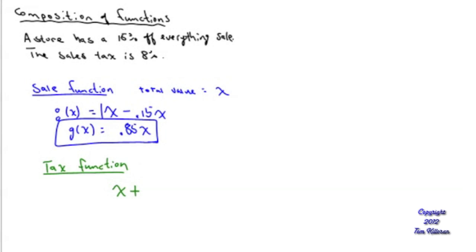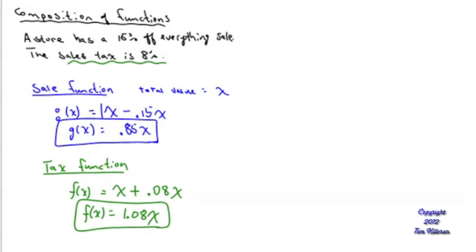The original price, which is x, times 0.08 times x. Alright, this is going to be our f of x. And f of x, if you simplify, becomes equal to 1.08 times x.